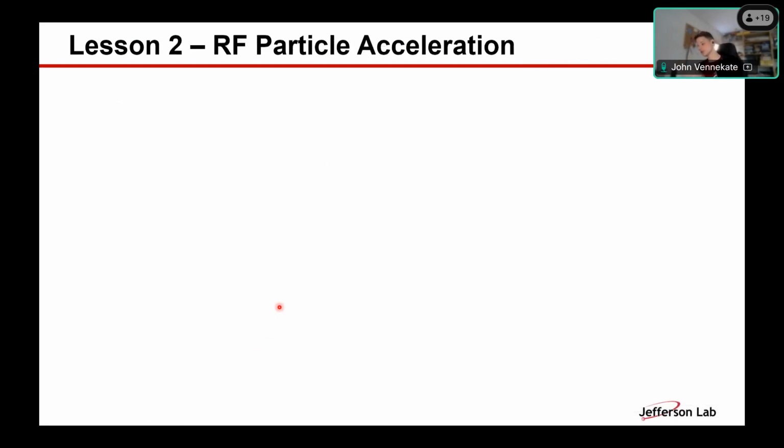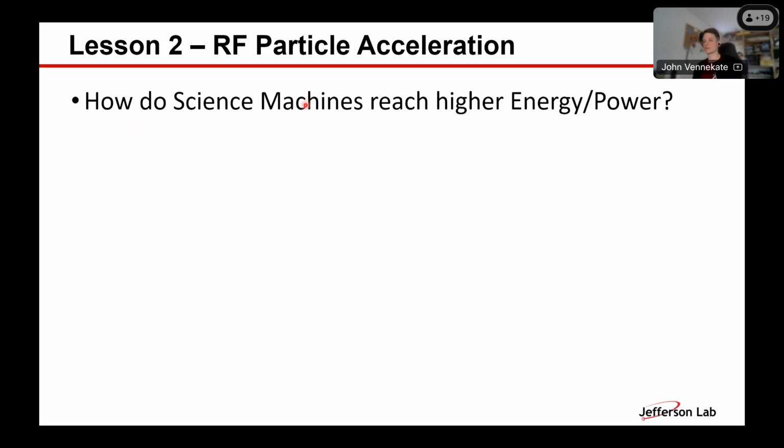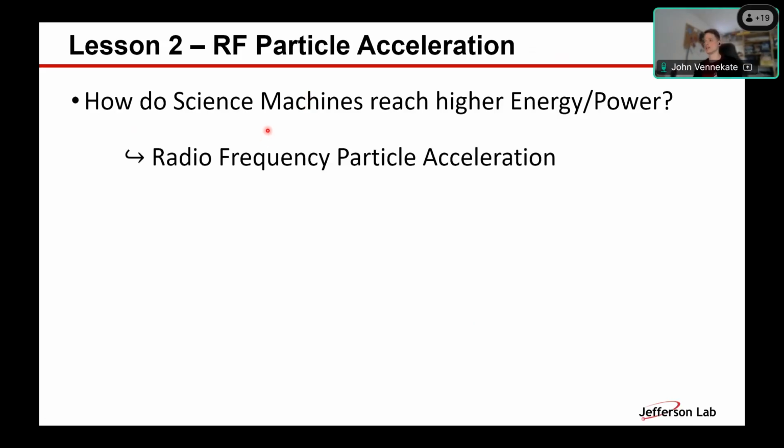Now, switching gears, like I said, lesson number 2, RF particle acceleration. As I've shown you on the slide before, these are machines that the Budker Institute of Nuclear Physics, a fundamental research institute, developed for basic science in the 70s. But then the obvious question is, how do science machines nowadays actually reach much higher energies and also much higher power throughput? And the answer to that is radio frequency particle acceleration.